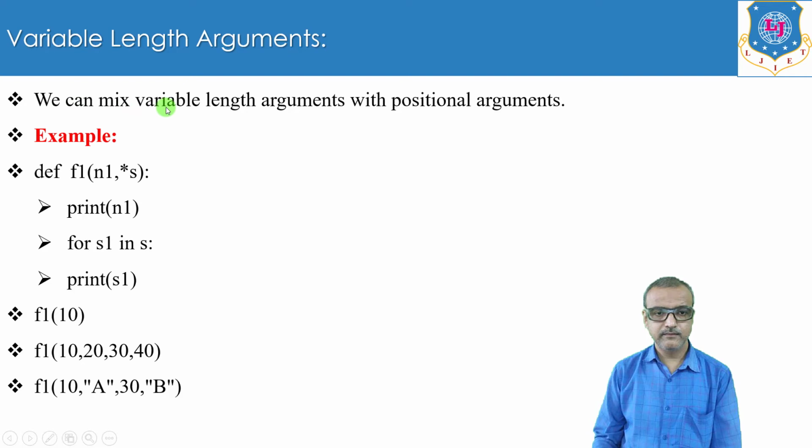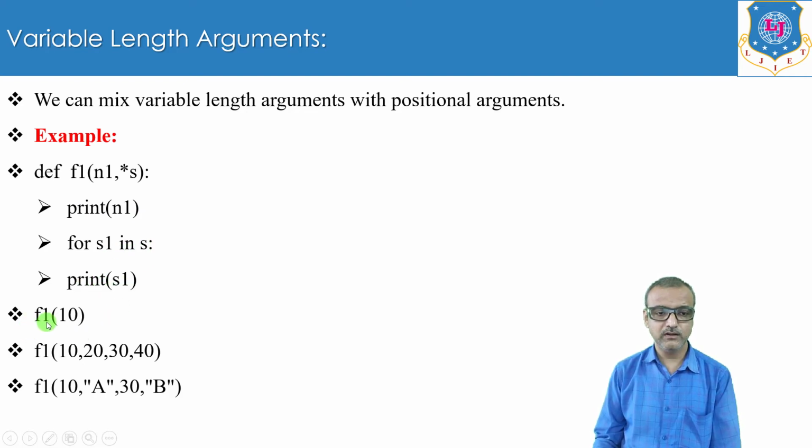We can mix variable length arguments with positional arguments. How? I will make you understand with the help of examples. See, here we have declared a function using the keyword def with function name f1, passing the parameters n1, comma, star s, and don't forget to write this colon. So first of all print n1, then for s1 in s, and then print s1.